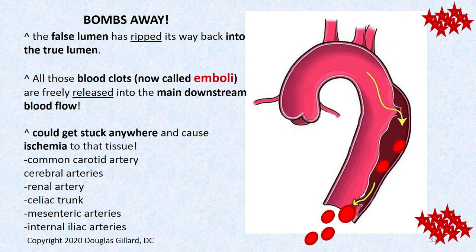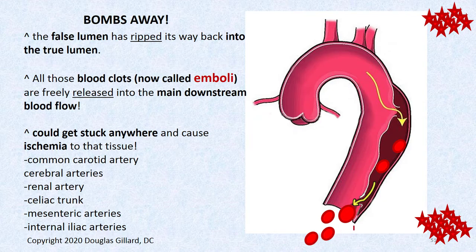So here's a pretty high-pressured false lumen. This is a dissecting aneurysm. And for a long time, it wasn't a through and through. It wasn't a double barrel aorta. But finally, for whatever reason, maybe he's doing squats or something, the pressure increased, and he popped it back in. All that thrombus, those blood clots, and I can call them blood clots now, because this is clotting. Remember, anything outside the artery or inside the wall of the artery, you can call clots. But yeah, so that's emboli flowing downstream, and those are bombs.